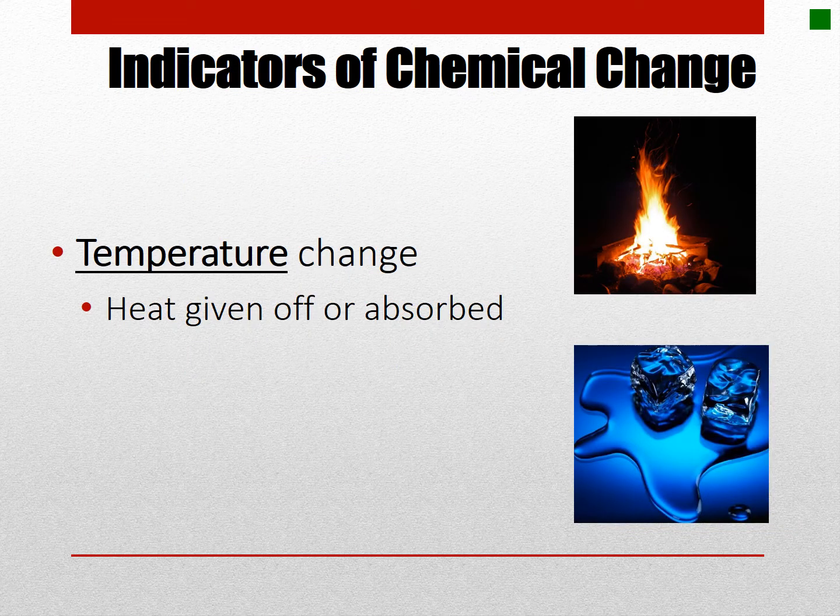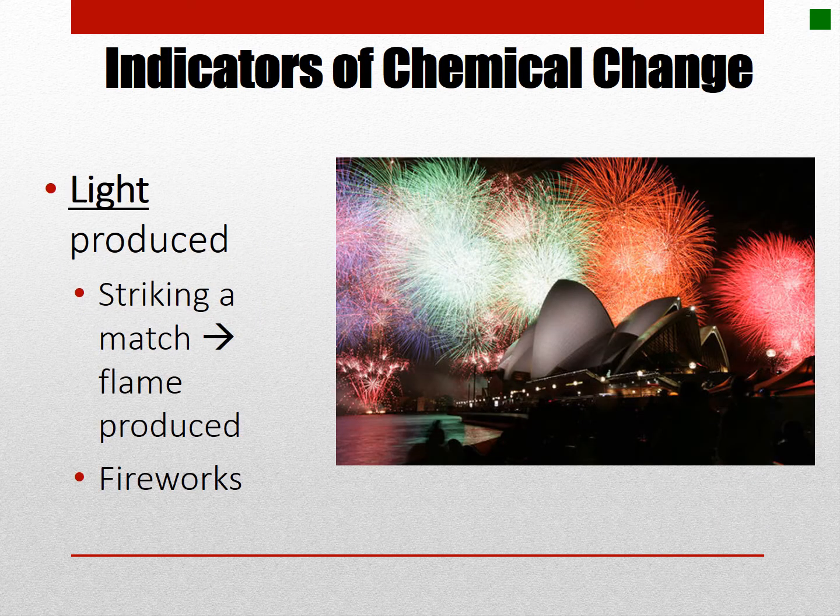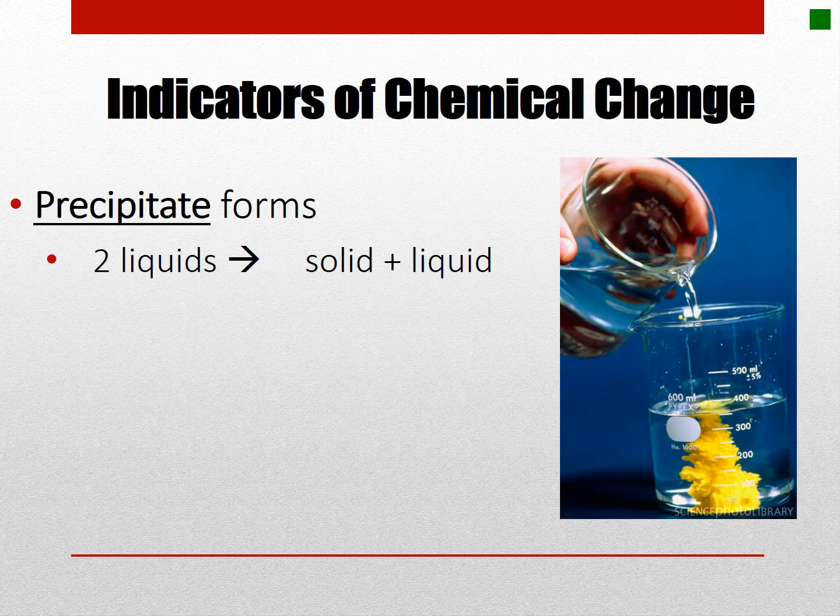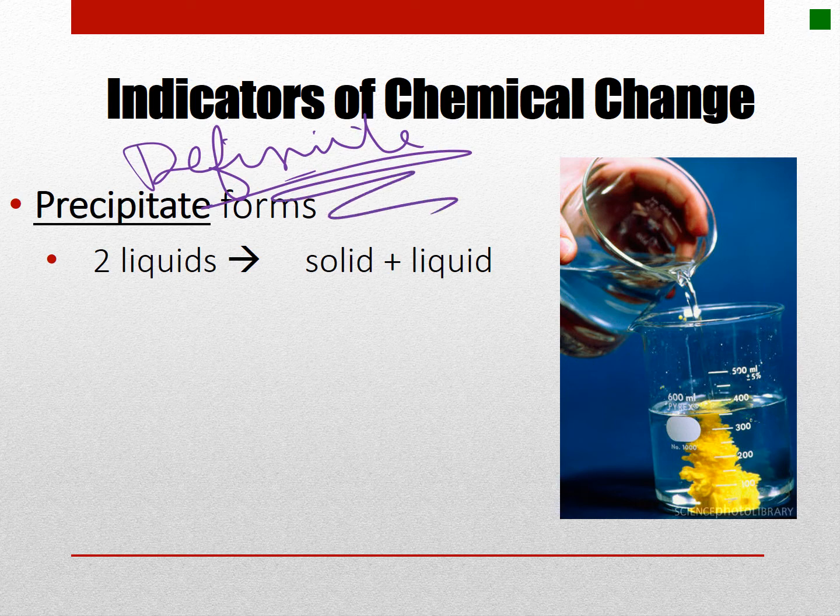Temperature change, that means it can give off heat or absorb heat. So if you see a temperature change, it's either releasing heat or absorbing heat, so it goes up or down in temperature, that would be a sign of a chemical change. Light being produced, so if you strike a match or fireworks, you see light being emitted, that is a sign of a chemical change. This is the one that is definite. If you see that, you are 100% having a chemical change.